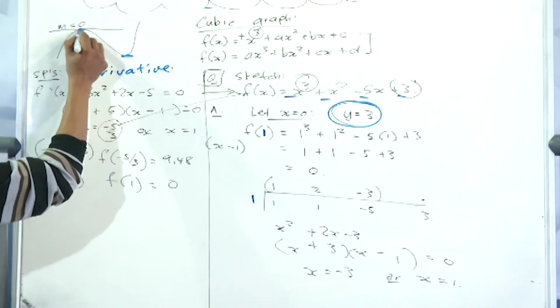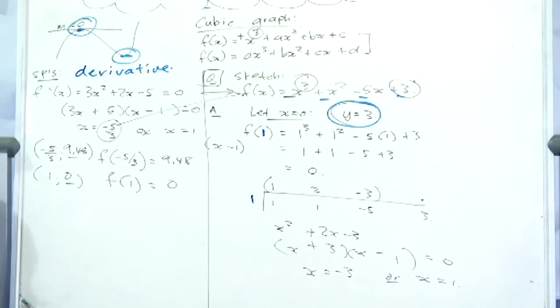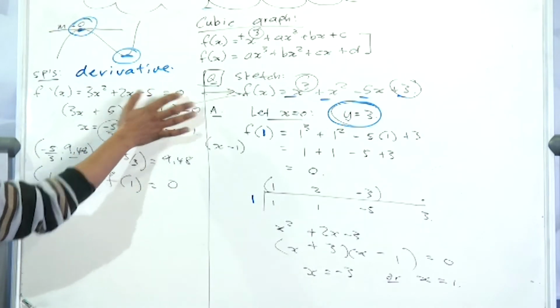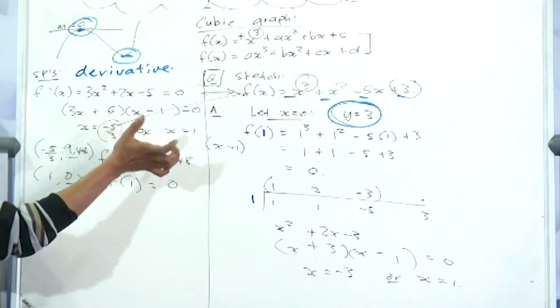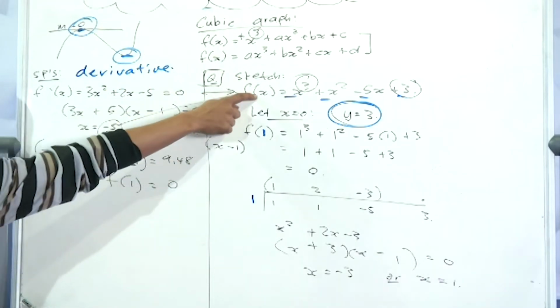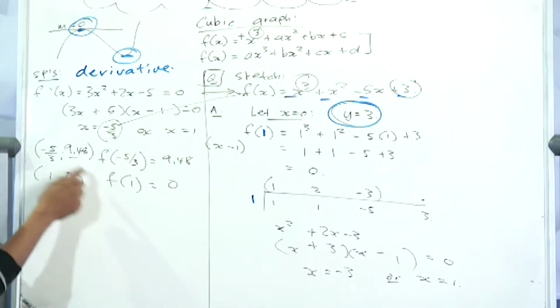Whenever we're talking about your turning points or your stationary points on a cubic function, we're always talking about the derivative. So we use the derivative, make it equal to 0, and factorize the derivative to get our two x values. Take each of these x values and plug it back into the original, not back into the derivative, otherwise you'll get 0. Put it back into the original, and we get our corresponding y values.